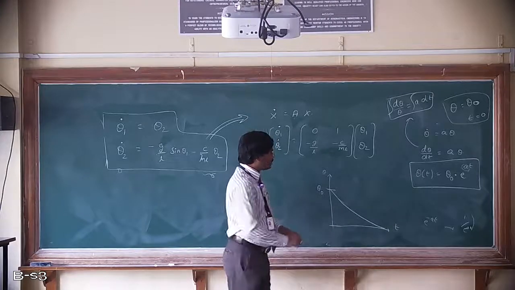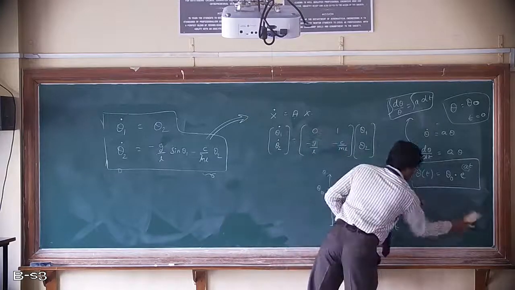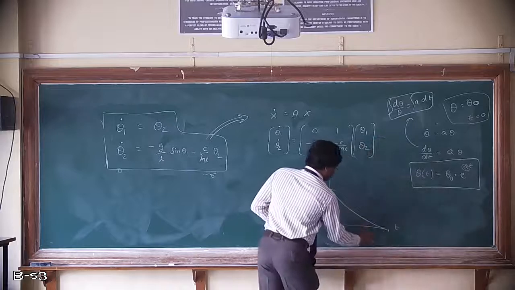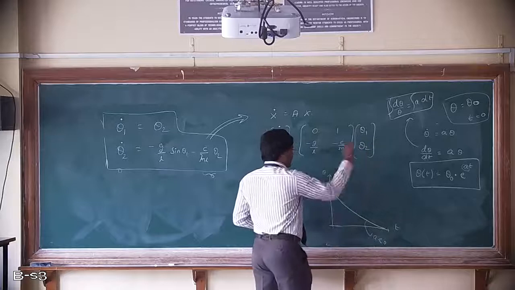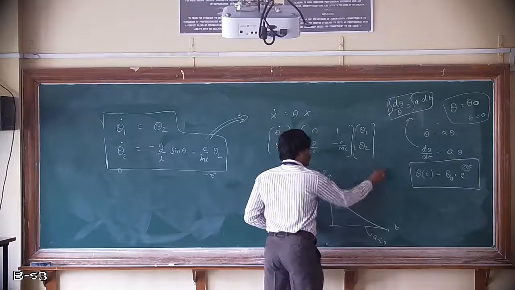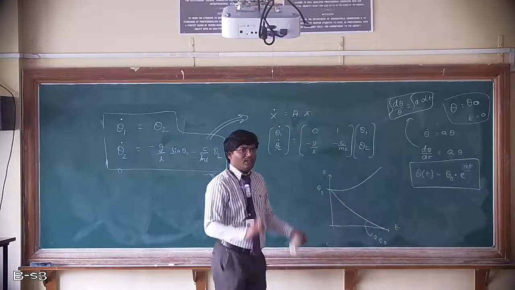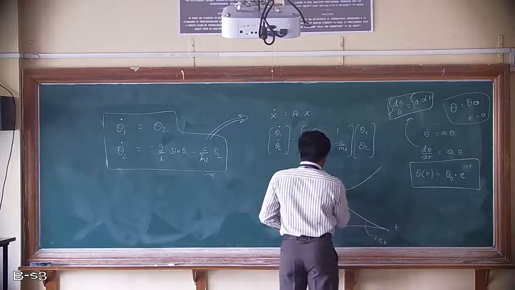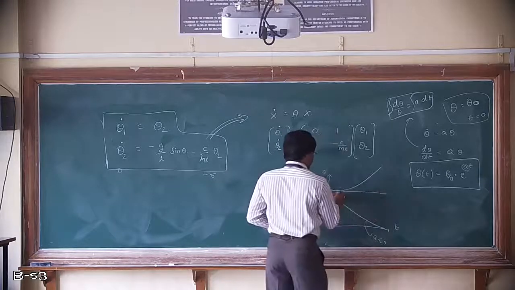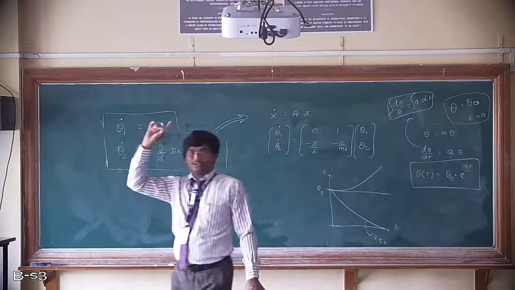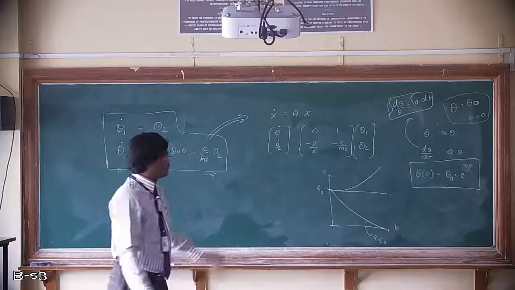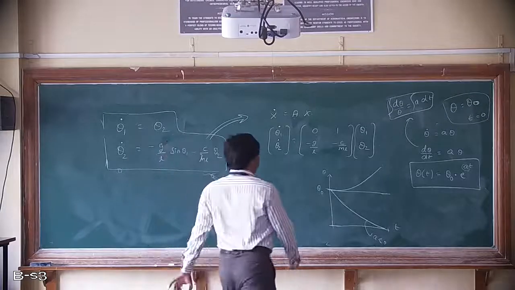So this is the negative case. What about if a is positive? Exponentially it will increase. If a is 0, it will be neutral with respect to time. Already we discussed at the start of this class the 6 types of responses. Same, right?